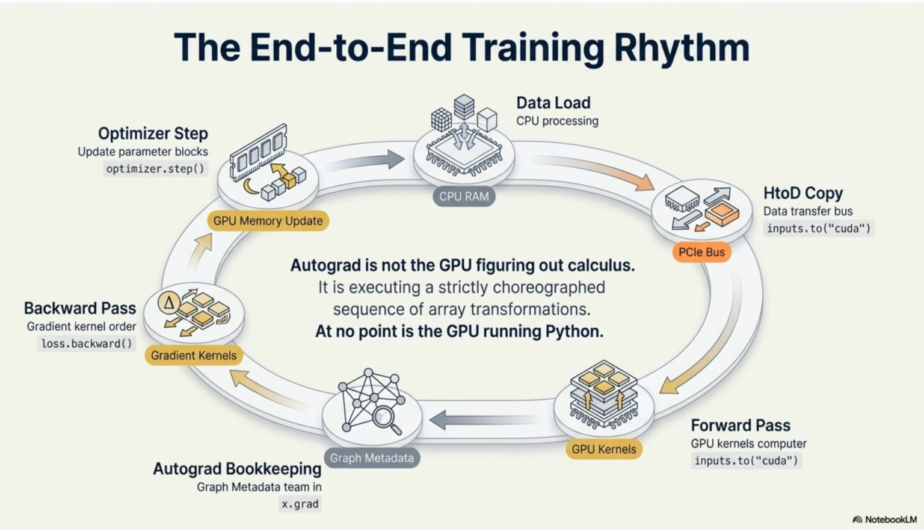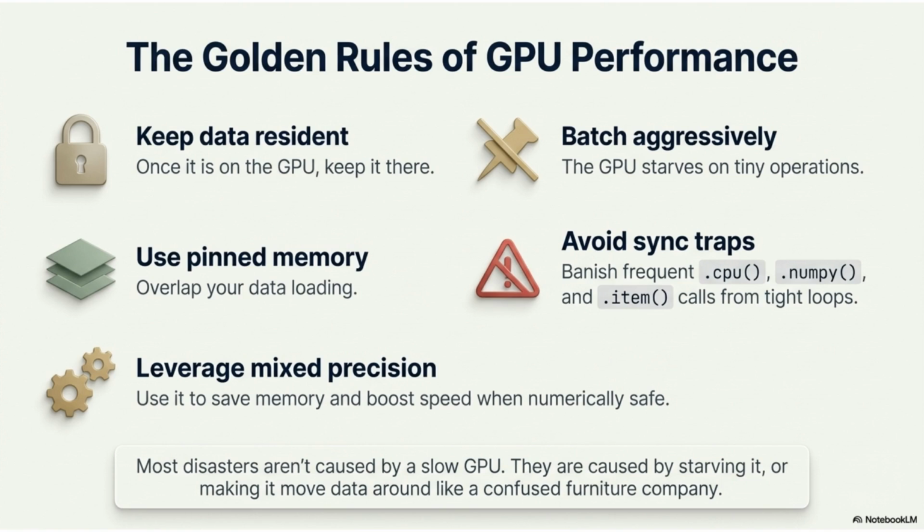Autograd executes a choreographed sequence of array transformations. To optimize performance, keep data resident on the GPU, batch aggressively, and leverage mixed precision. Avoid sync traps like frequent .item or .cpu calls, and use pinned memory to overlap data loading.